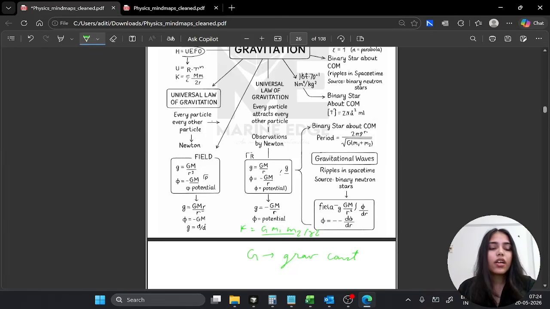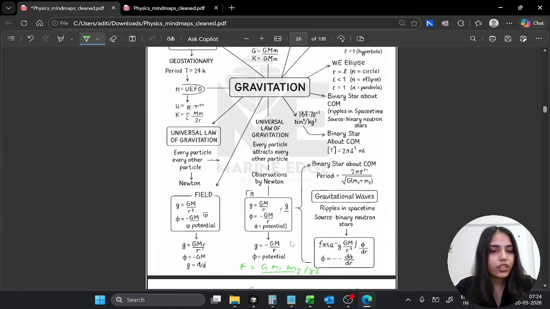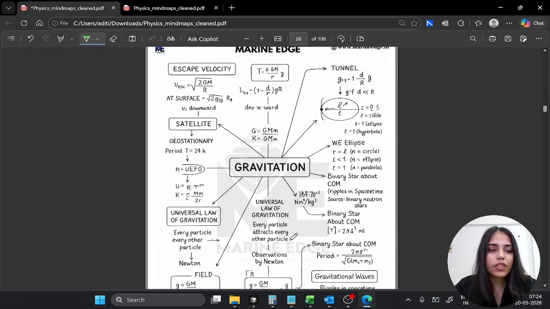And one of the important things is that the gravitational force is one of the weakest fundamental forces. This might be asked in your interviews most probably. That is one thing that I would like to mention.